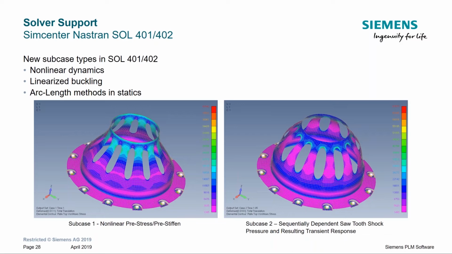So I don't know if any of you are using the multi-step nonlinear. The nice thing about this is you could do a lot of pre-stiffening. For example, if you want to do pre-stiffened modal, you could do that, or pre-stiffened buckling. And then you can also do multiple step cases. And again, this could be sequential or non-sequential subcases as well. So in this case, what we're showing is a nonlinear pre-stiffening. And then we're looking at the transient response of that pre-stiffened model in subcase 2.